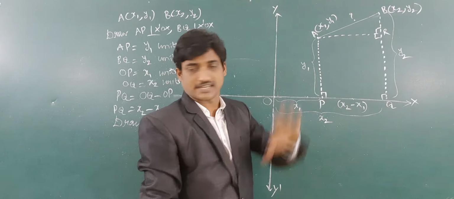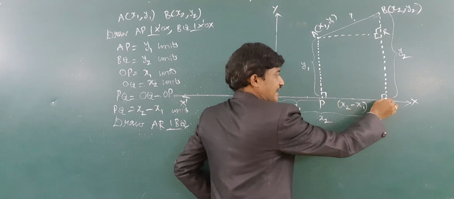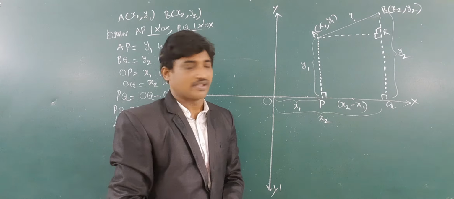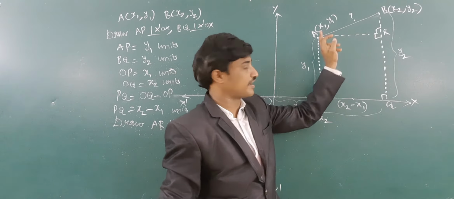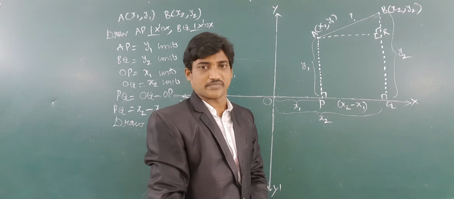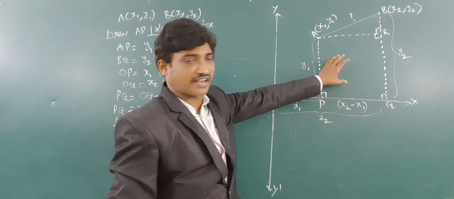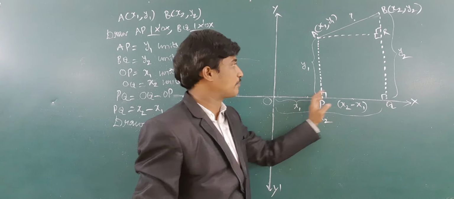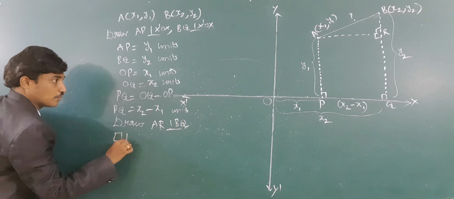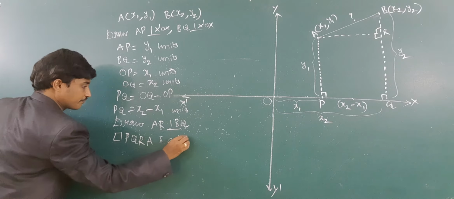By this construction, we can come to know angle P is 90 degrees, angle Q is 90 degrees, angle R is 90 degrees, so that angle A is 90 degrees. In this quadrilateral PQRA, every angle is 90 degrees, so this is a rectangle. Clearly, quadrilateral PQRA is a rectangle.